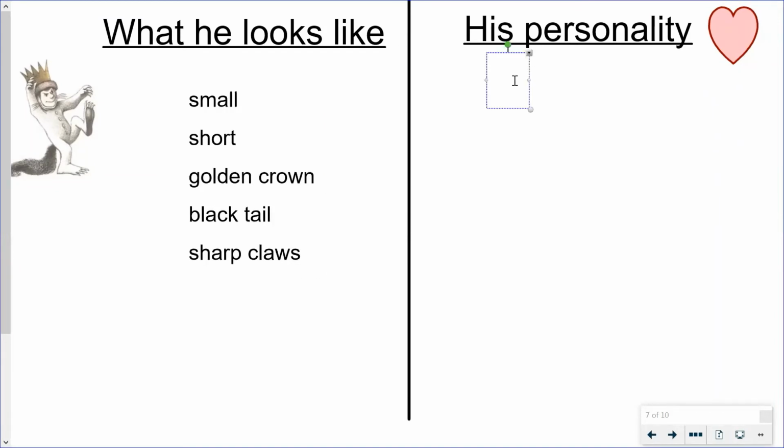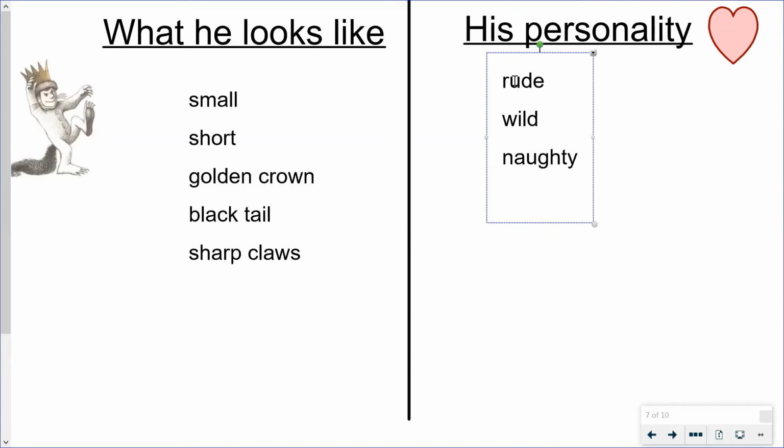So let's look at his personality now. What is his personality like? So what is he like as a person? So I think he was very rude to his mom, so we need to write rude. Then he was doing a lot of mischief, so I think he's a bit wild. Then maybe we can say he's a bit naughty. What else can we say about him?